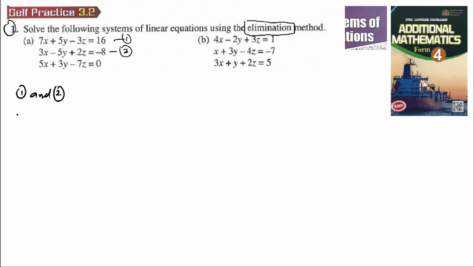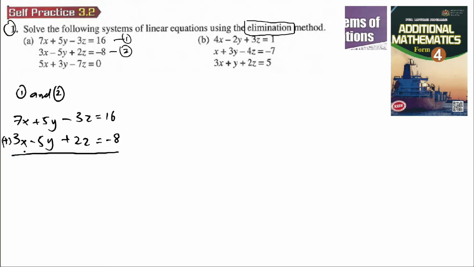So this one you have 7x plus 5y minus 3z is equal to 16. And this one is 3x minus 5y plus 2z is equal to negative 8. This one is the same constant, right? To eliminate 5y, we can add. Why do we add? Because positive 5 plus negative 5 is equal to 0. So we have to add everything.